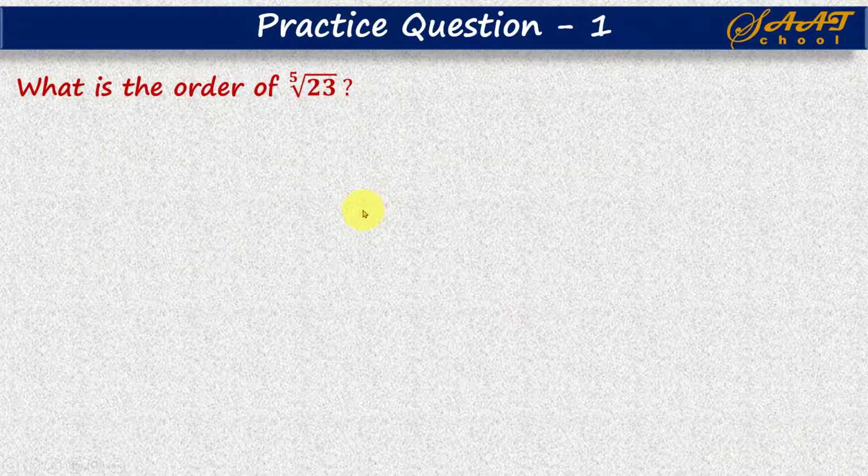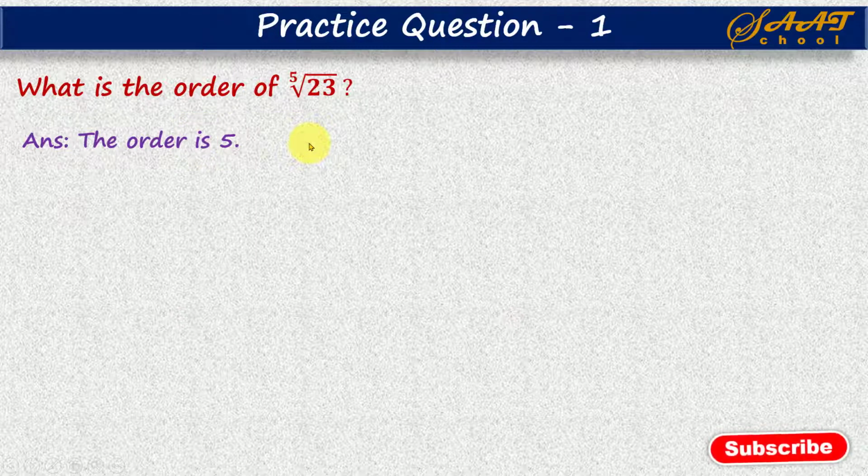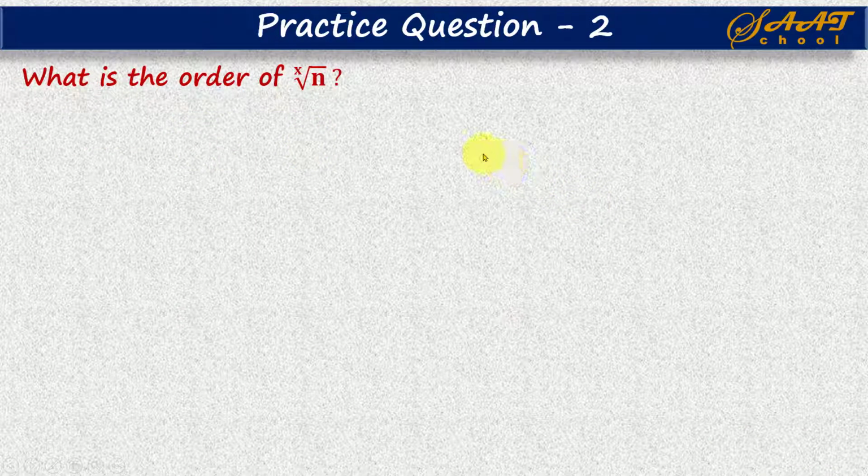Now here is practice question 1. You are asked to find the order of this surd. Now we know the order of surd is this number, which is 5. So the order of surd is 5. Now here is practice question 2. You have to find the order of this surd. If this is a surd, then what is the order? I think you know that. I think you can find this out.